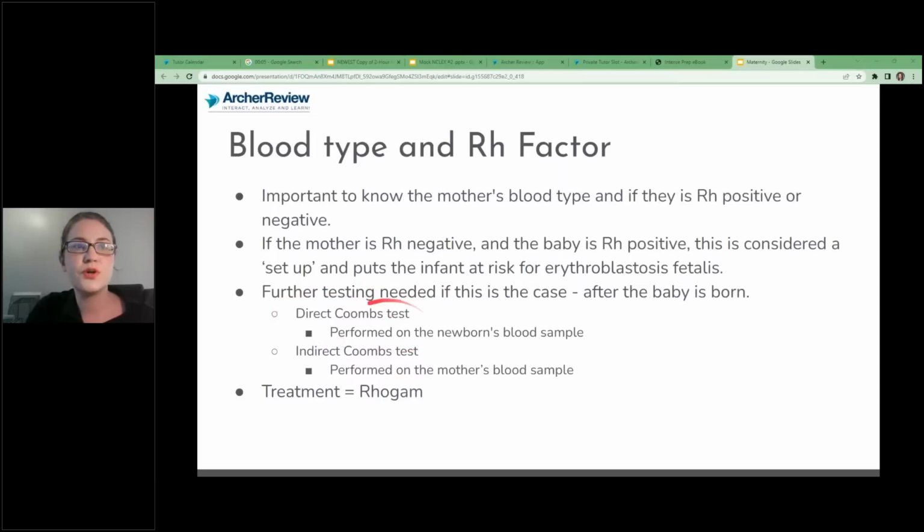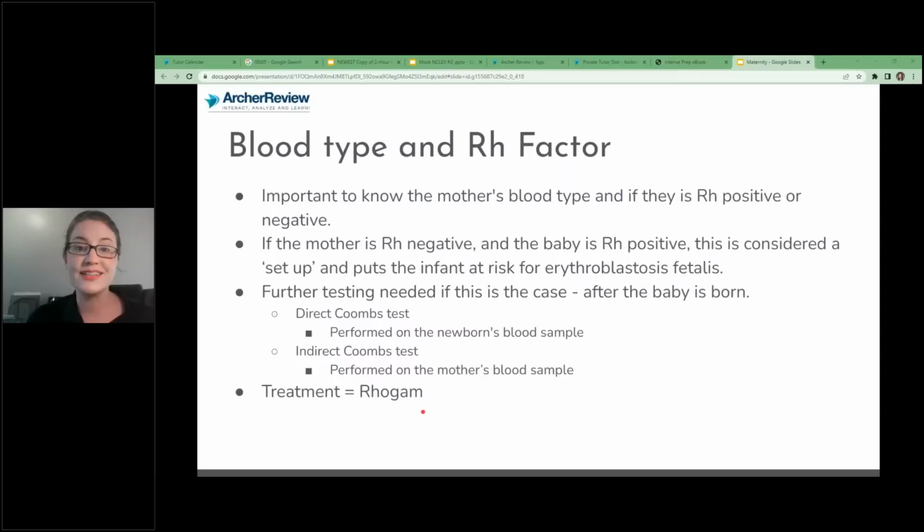Direct Coombs testing is performed on the newborn's blood sample when they're finally born. What we do is we test that baby's blood. If the baby is RH negative, we don't worry. Both mom and baby are RH negative. It's fine. If the baby's blood is RH positive, again, a reflex test will be done to see if that baby has been exposed to those anti-RH antibodies. So that really dictates how we manage those patients. And what we do to prevent those antibodies from forming is we're going to give the mother a medication called RhoGAM.